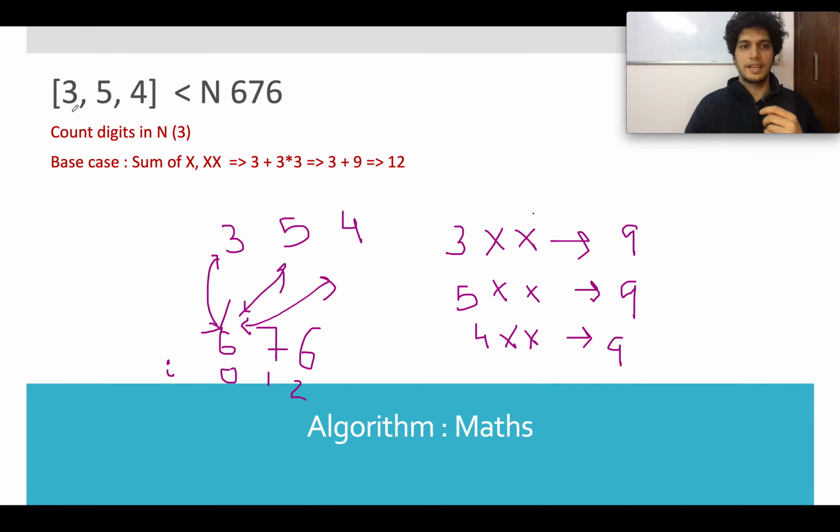You are given a set of three digits with 3, 5, and 4 in it, and you are given a number which is 676. So you need to count all permutations that can be generated using this digit set, and you need to return that count. So the first thing that you're going to do is you need to count the number of digits in n. So in this case, it's 3.